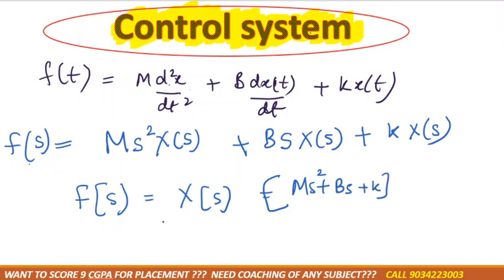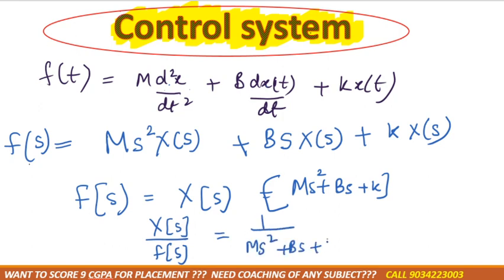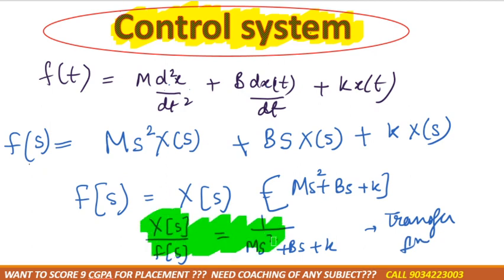So from here can we get x of s divided by f of s, that is 1 divided by m s square plus bs plus k. So this is the transfer function which they want from us. This is our final answer. Got it?